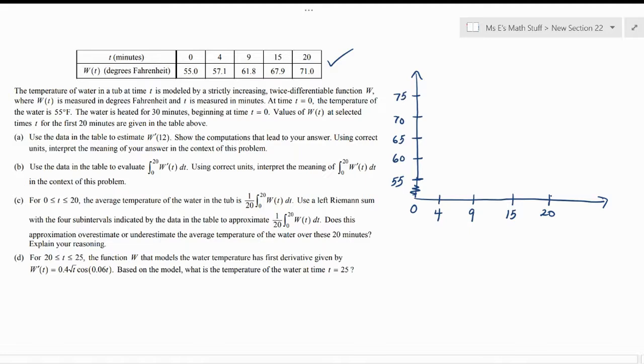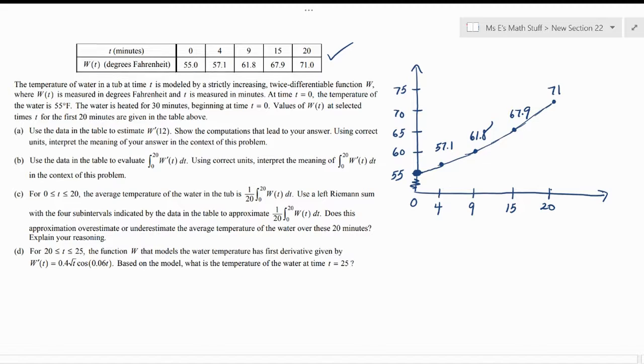Okay, and then I'm just going to plot the points. So at 0, it's 55. At 4, it's 57.1. I'm just going to go ahead and label that 57.1. At 9, you've got 61.8. 15 goes in, 67.9 comes out. 20 goes in, 71 comes out. There we go. And it said that there's some increasing twice differentiable function connecting it. So who knows? It probably looks something like that.